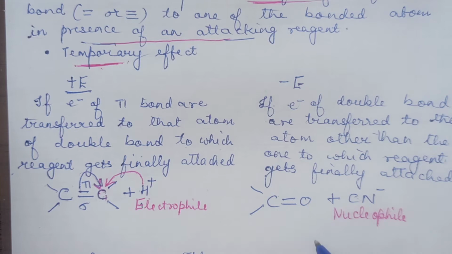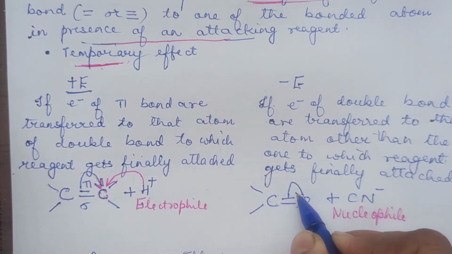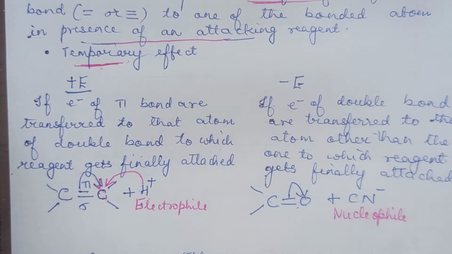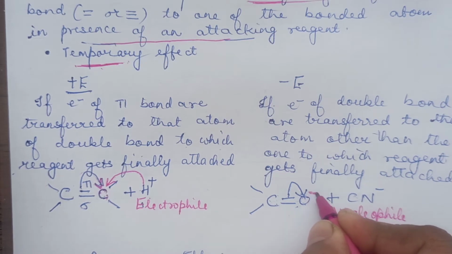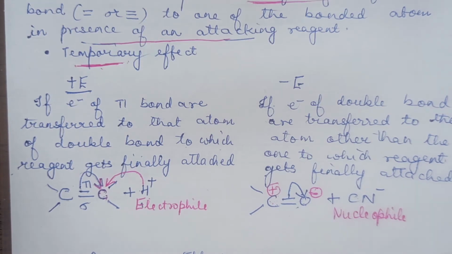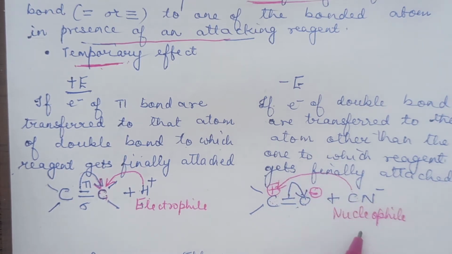So now what will happen is, there is a double bond between C and O. So this pi electron will be more drifted towards O. In this case, it can be either side. But here, because O is more electronegative, obviously the pi electrons will be more drifted towards O. So when they are going towards this side, this O will develop a partial negative charge, and this carbon will develop a positive charge. This is a positive seeking reagent. So what will happen? The CN minus will attack this carbon atom because it's a nucleophile.